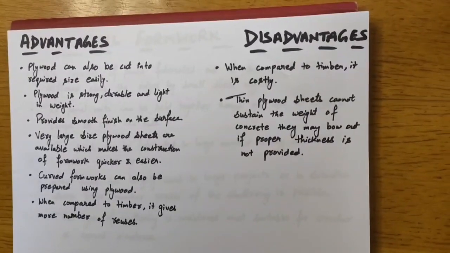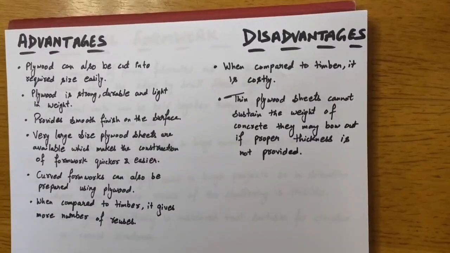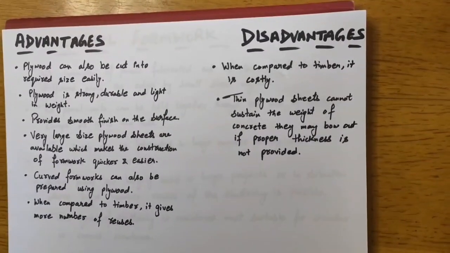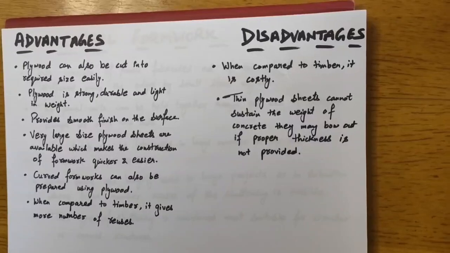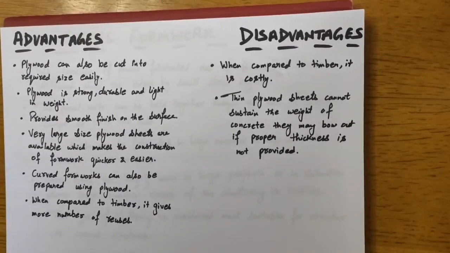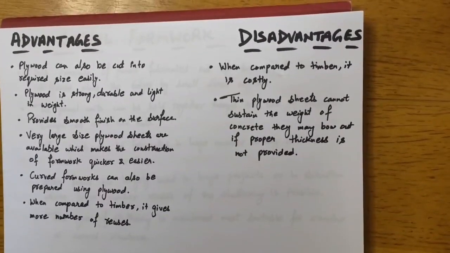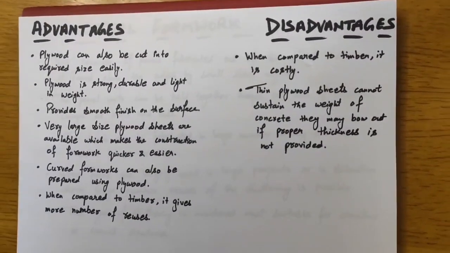Now see the disadvantages. When compared to timber, it is costly. Thin plywood sheets cannot sustain the weight of concrete. They may bow out if proper thickness is not provided. So if the thickness of the plywood is not sufficient to sustain the load of the concrete, it can be deshaped.